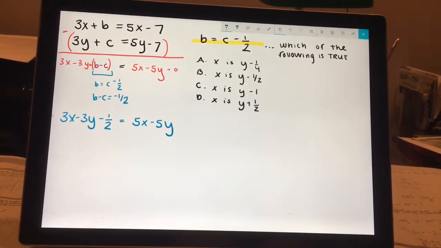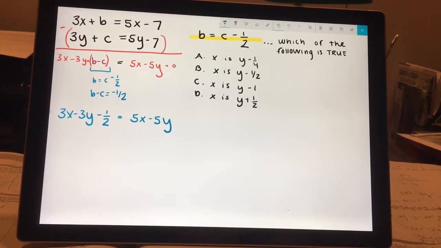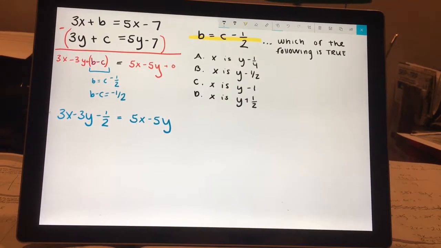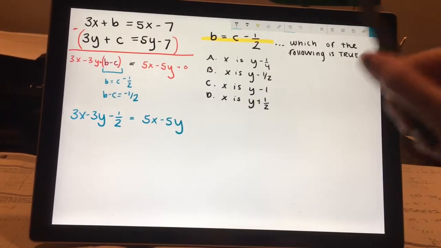And it gives me some additional information, which is that b is equal to c minus 1/2. And it asks which of the following answer choices is true, and I've listed the answer choices here.